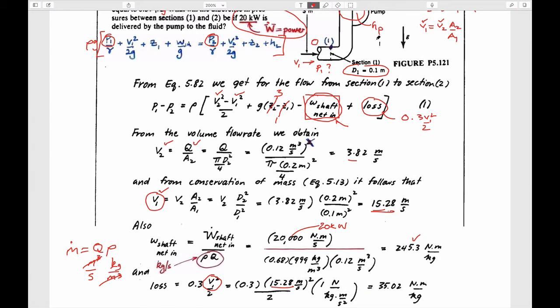Because you can use it in any way. You could have written this equation and solved it in units of length. We just had to convert it because we wanted pressures. So you could either calculate P1 minus P2 over unit weight, solve this equation for that, and then multiply this by the unit weight of water, and you get the same result.